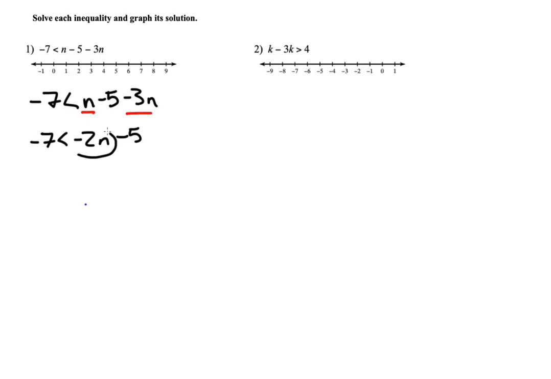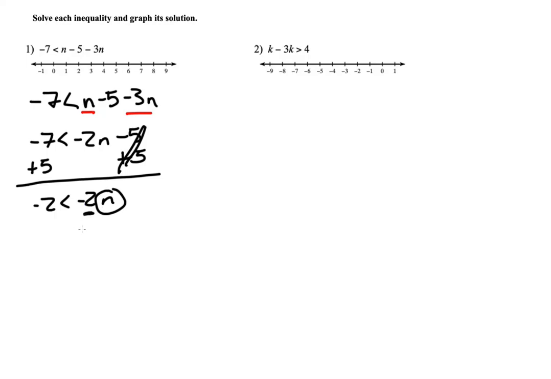Now I want to isolate my n. So to do that, I'm going to add 5. That will cancel this. But I can't add 5 to just one side. I have to add it to both sides. So when I do, again, this cancels. And on this side, I have -2 is less than -2n.